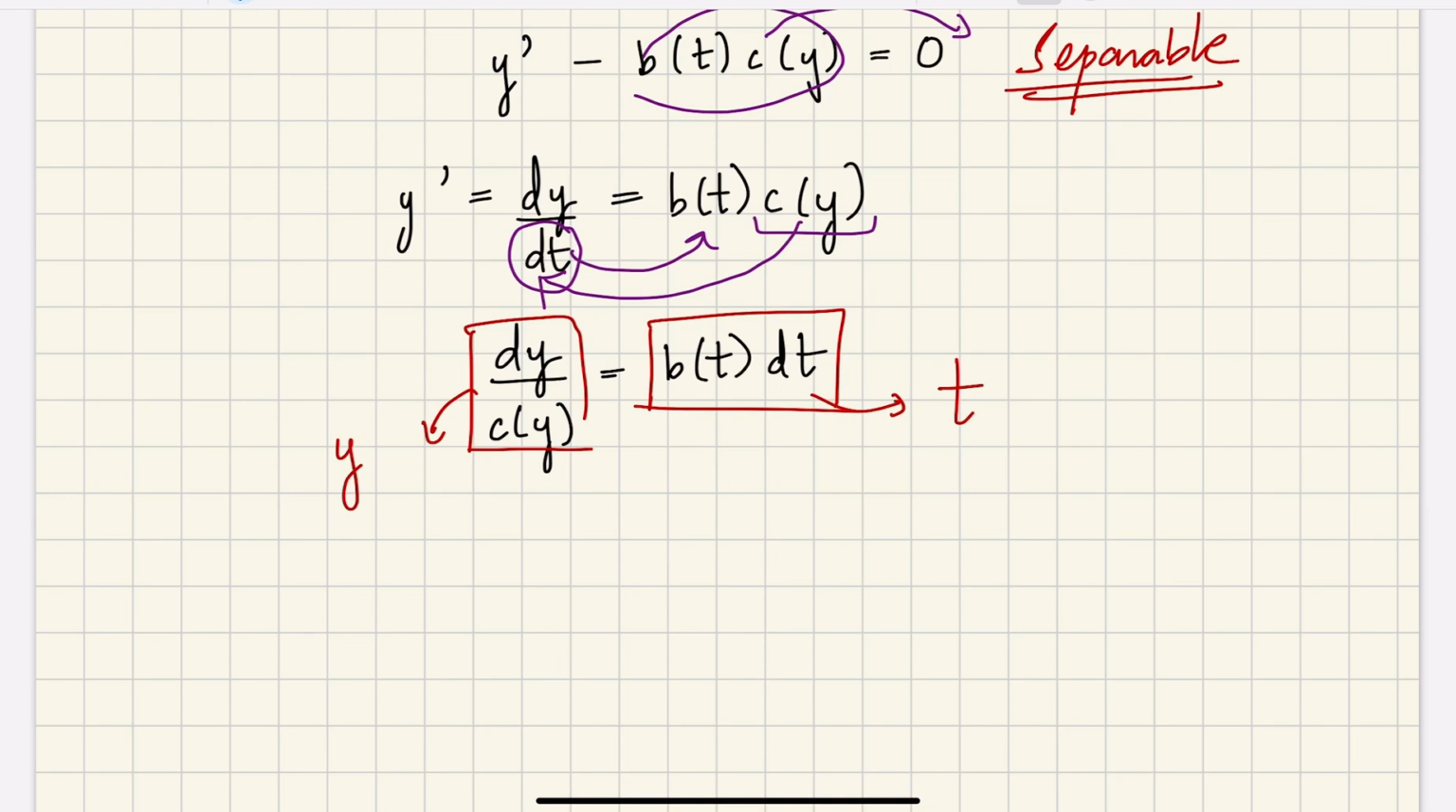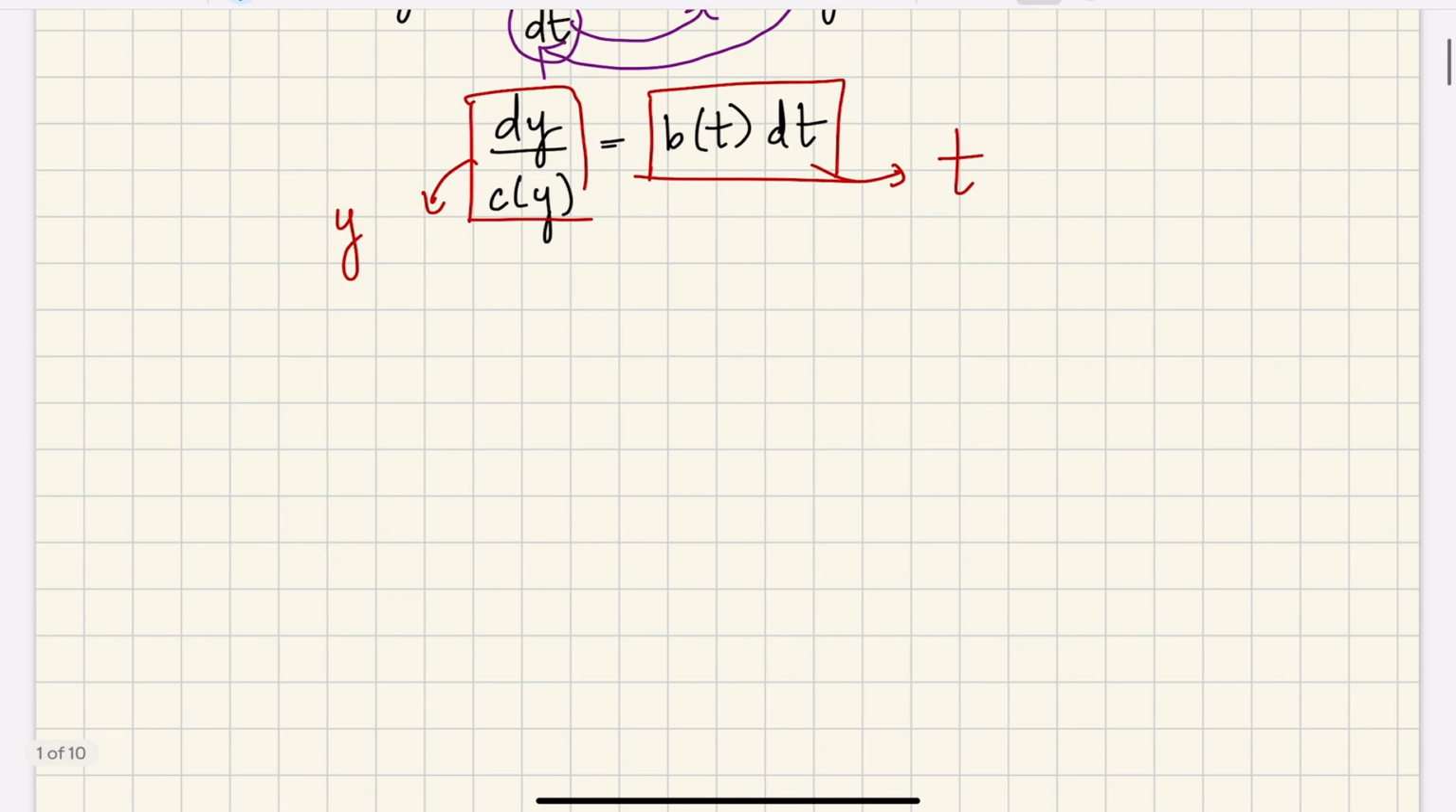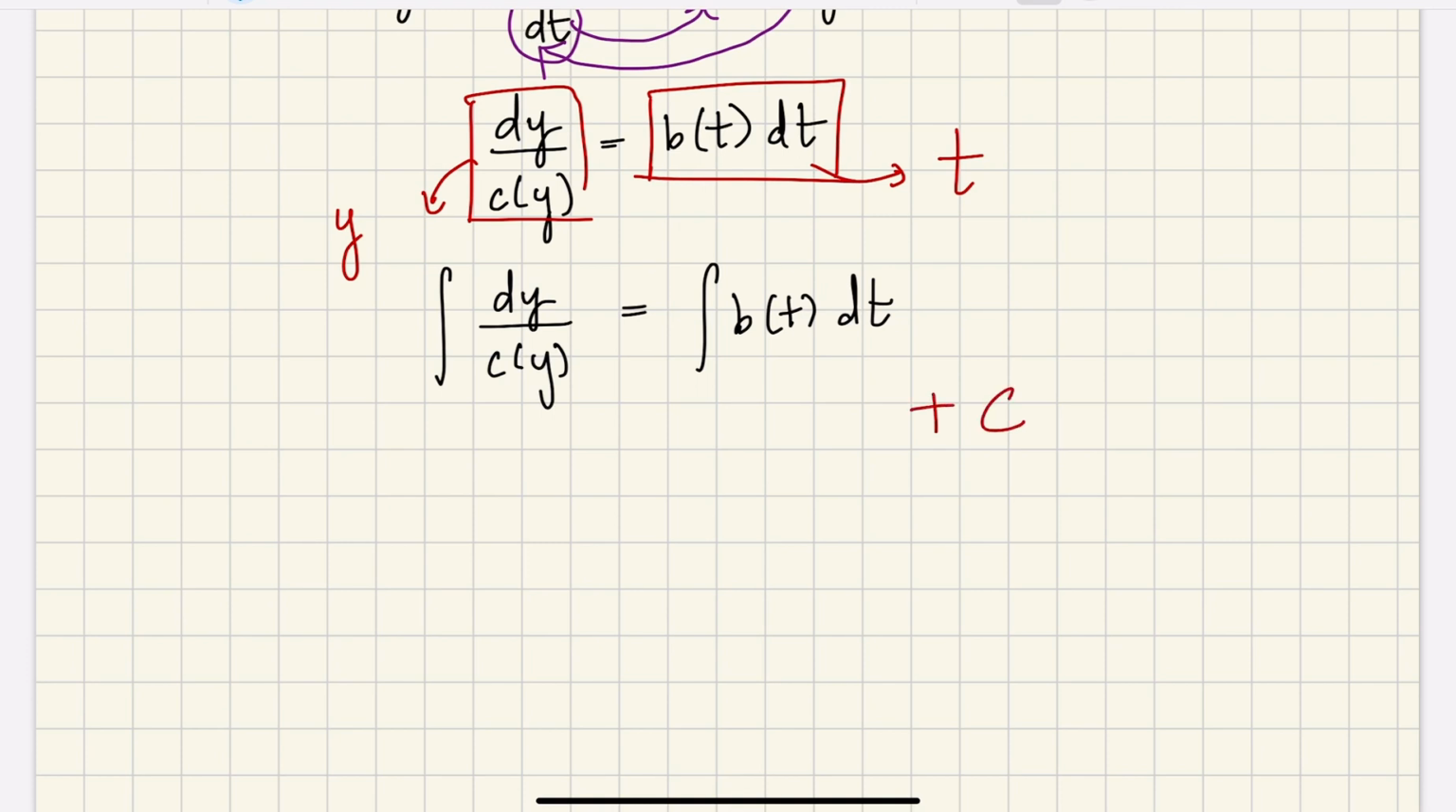Now we will take both sides as individual integrals, and we should be able to solve the equation fairly easily. What I mean is, we will integrate both sides, dy over c of y, and we will equate. Now when you integrate, you can add the all-important plus c to either side, this or this, it does not matter. So let's see this business with an example.